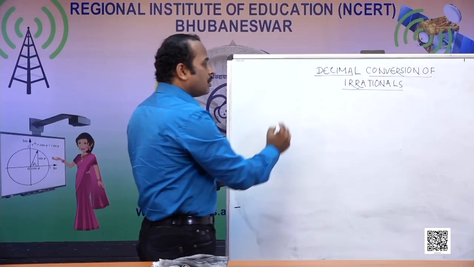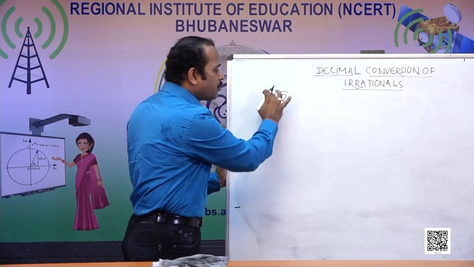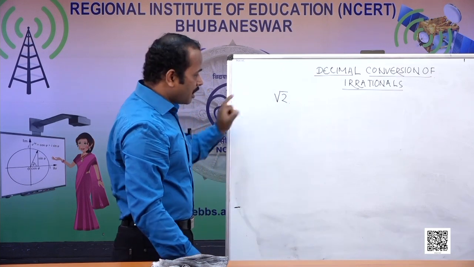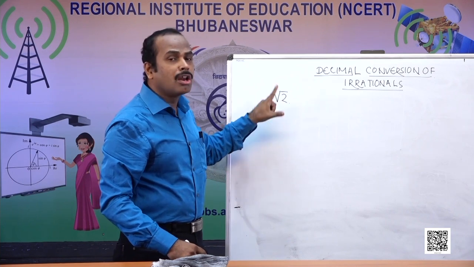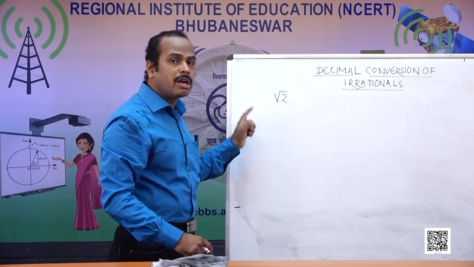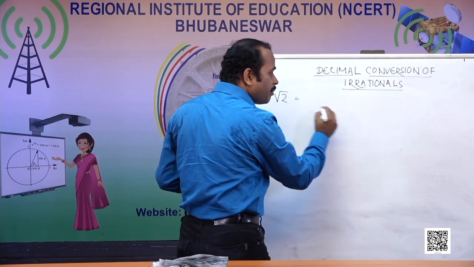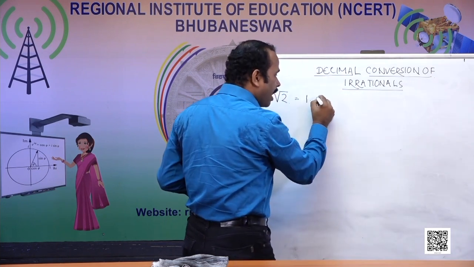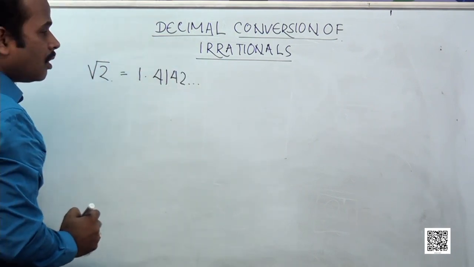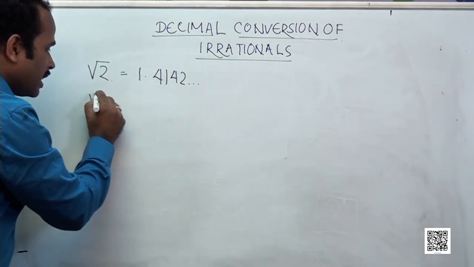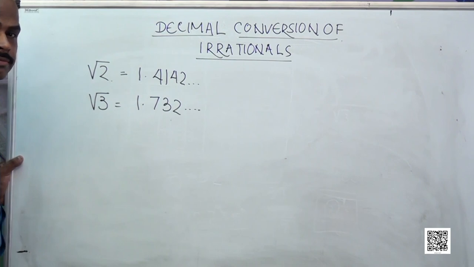As we have learned, root 2 is a real algebraic form. So how do we know root 2 is an irrational number? If you go on finding the value of root 2, you will find it is a non-terminating, non-repeating decimal number, or non-terminating, non-recurring decimal number. If I go on finding its value by the square root method, I will find it is 1.4142, like this. Then for root 3, similarly, you will find it is 1.732 and so on.